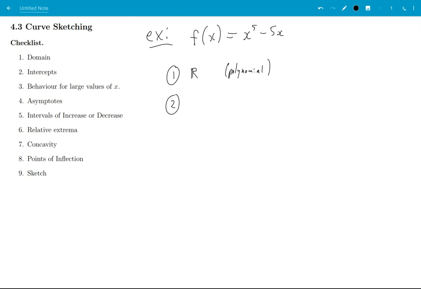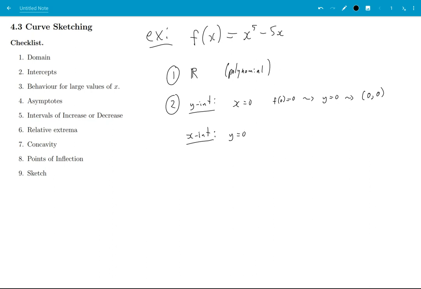Two, intercepts. So to find the y-intercept, where my function hits the y-axis, I set x equal to 0, and what do I get? I get f of 0 equals 0. Okay, so y is equal to 0. So overall, the origin is the y-intercept, and the only y-intercept.